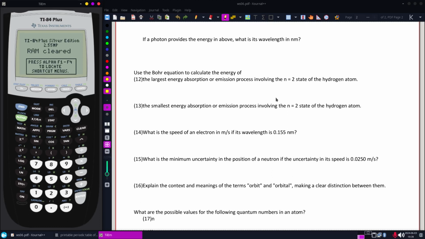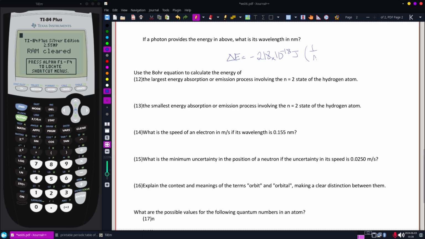Okay, we're looking at question 12 here. We want to use the Bohr equation to calculate the energy. I'm going to go ahead and write the Bohr equation on the page here. So that is delta E equals negative 2.18 times 10 to the negative 18th joules.